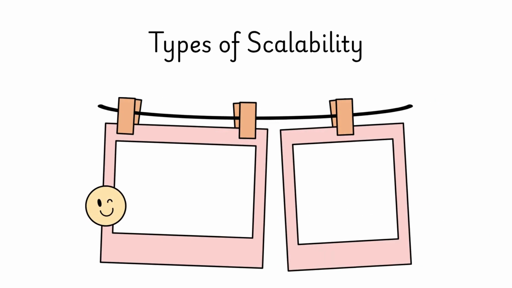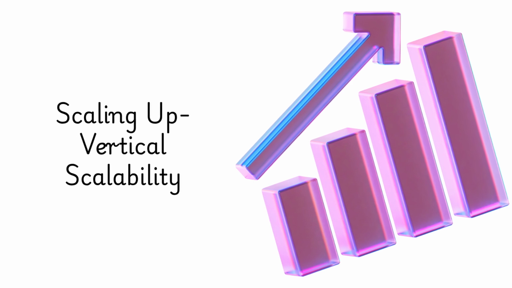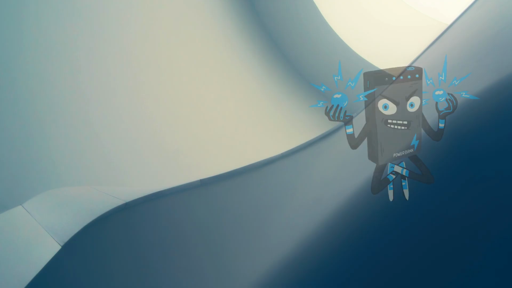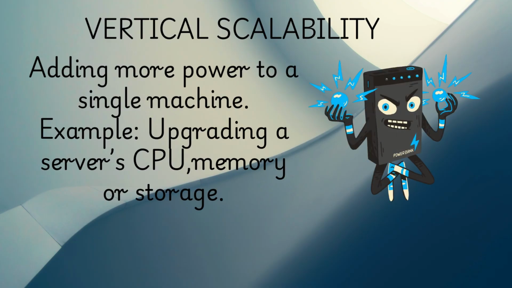We have the scaling up kind of scalability, that is vertical scalability, and we have scaling out, that is the horizontal scalability. Vertical scalability is adding more power to a single machine. For example, you are upgrading your server CPU, memory, or storage, meaning that when the server's CPU can no longer serve in the capacity at which you want it to serve, you are upgrading it.